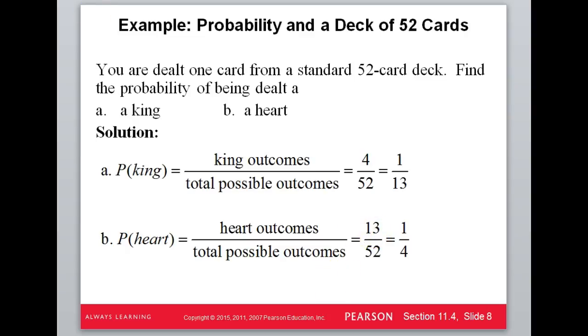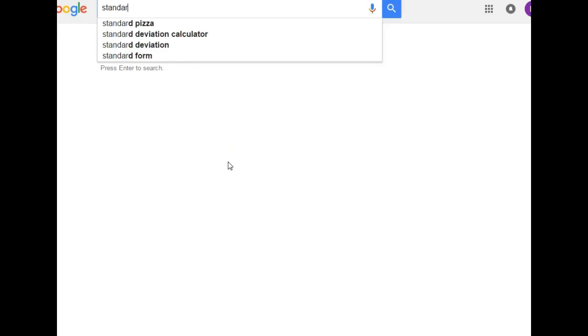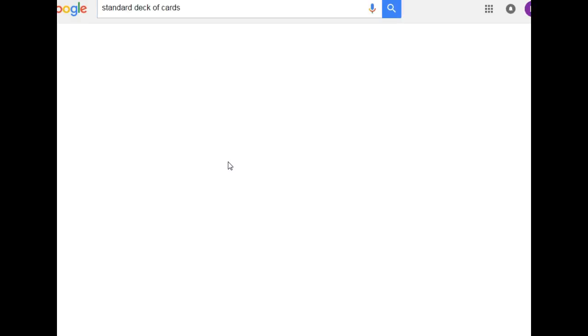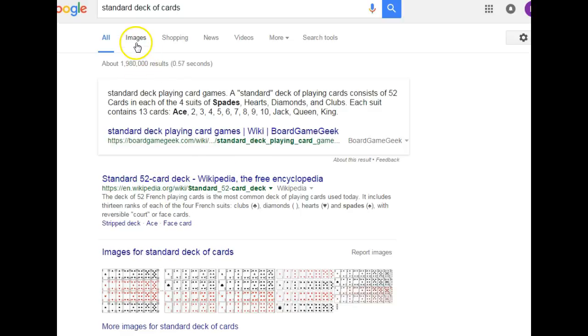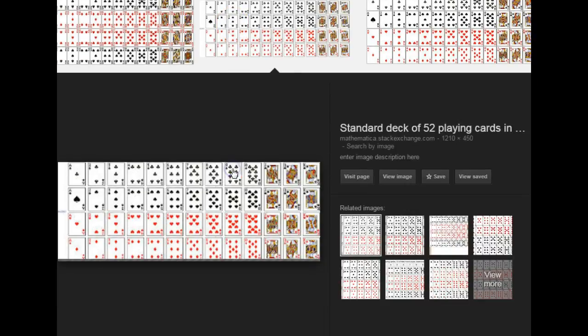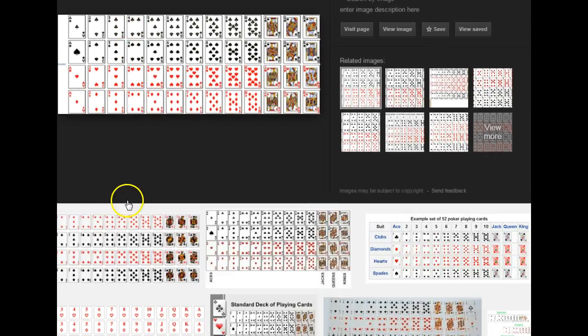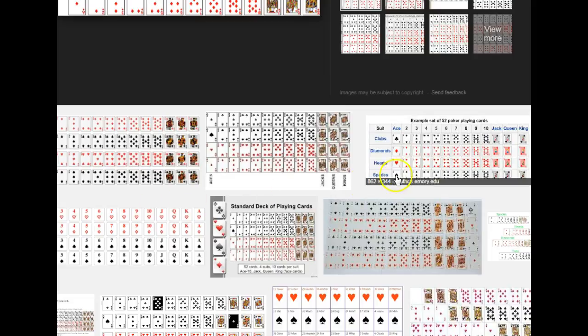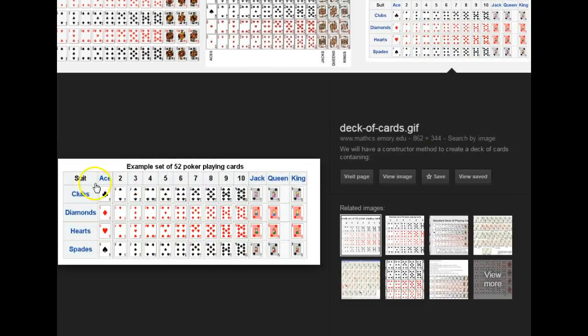If you don't know the standard deck, do a Google search for a standard deck of cards and just look at images and you can get your standard deck. So here is ace all the way through king in all 4 suits. So you can have that, and you may want to print that out if you're not familiar with it, because there are a lot of those types of questions. Here's one that's got the suits and the names on there.